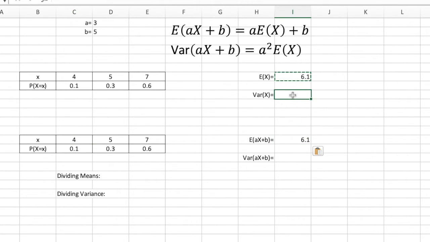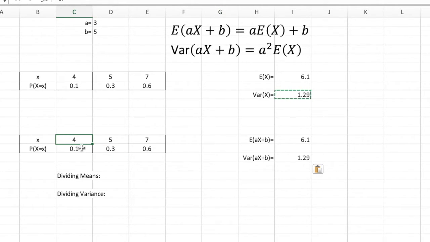Now to find the variance, of course, it's equal to this number squared times this probability plus this number squared times this probability plus this number squared times this probability minus the mean squared. So 1.29 now for the variance, and again I'm going to copy that formula down to the one at the bottom. Okay, now I'm going to change the values of A and B.